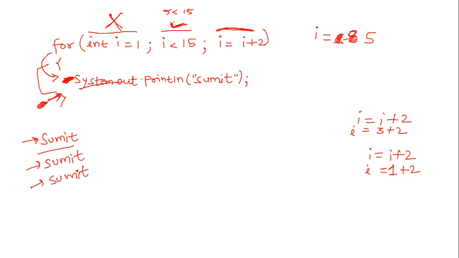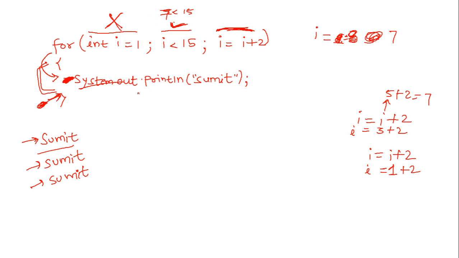So let me complete it now. After that, Sumit is printed. We will again implement this update I equals I plus 2. So this time I value is 5, and 5 plus 2 is 7. So I value will become 7. So again 7 is less than 15.